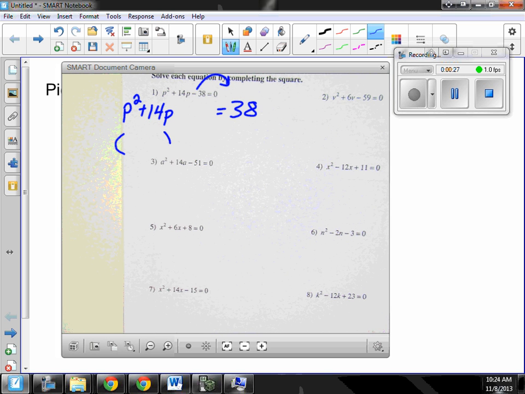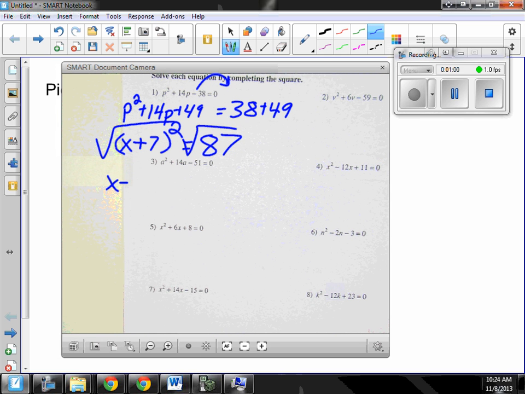And then I create a factor that is to the second power. What goes in the factor? Plus 7. If 7 is my factor, what is my perfect square? Plus 49. 38 and 49 makes 87. Okay. Now we take the square root.